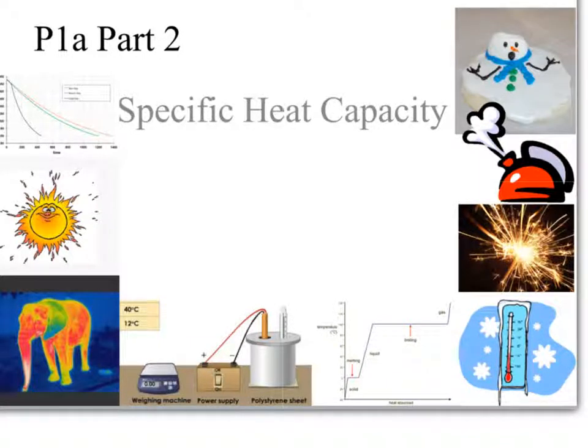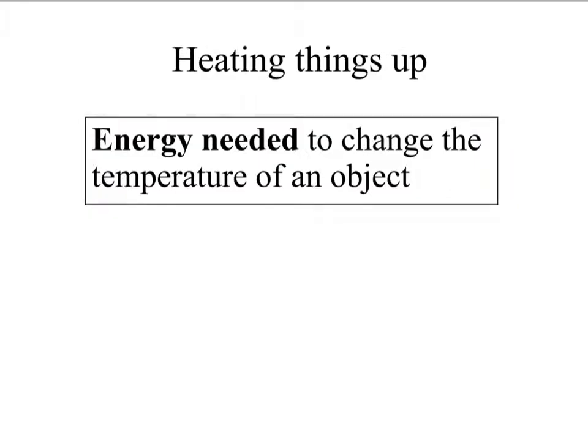This is a revision tutorial for OCR Gateway Physics. In it we'll be looking at a topic from P1A, specific heat capacity. So that last section was for higher tier only. This section is again for foundation and higher.